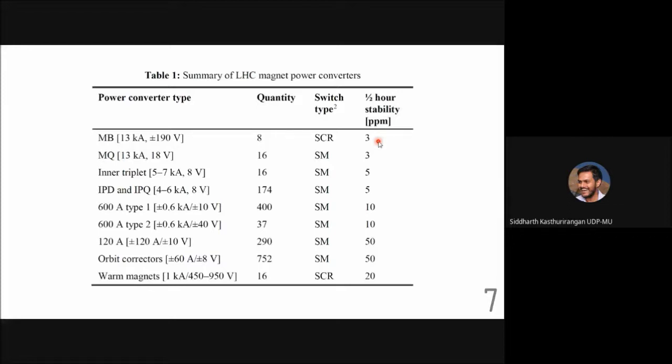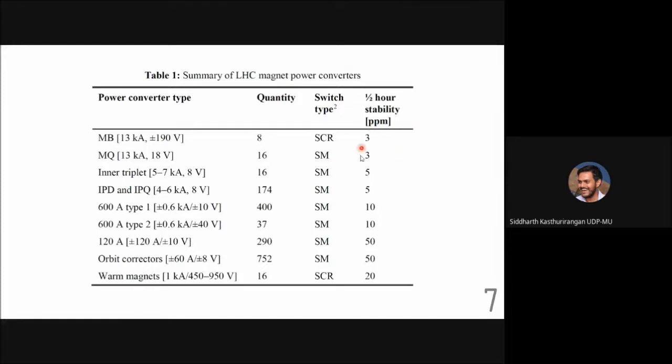Okay. So in order to ensure such stability of the magnet, even though these numbers look big, 50, it is 50 divided by 1 million. So it is still 5 into 10 power minus 5. Extremely small number. Okay. So that is the level of stability which is expected from the magnet.